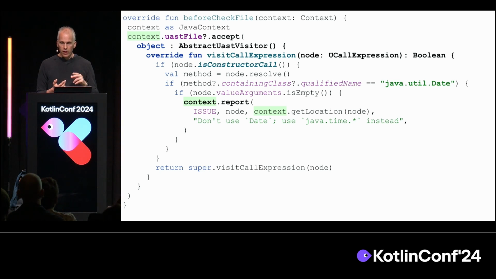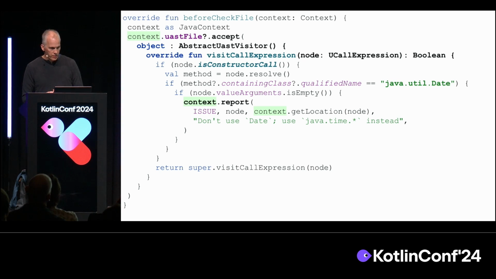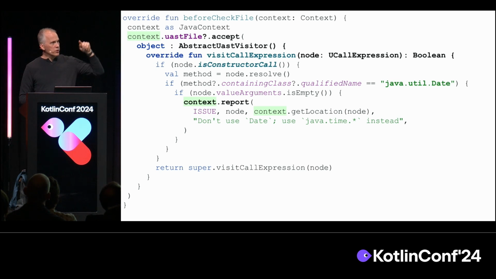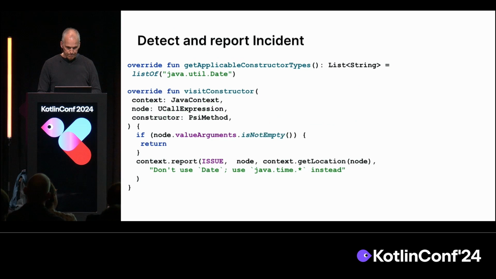And if so, is it constructing a date? And if yes, then we report it. But this would be incredibly inefficient. If lint checks all visited the file on their own, for a single file open in the editor, every time you stop typing, we'd potentially visit the entire AST repeatedly over 1,000 times as each lint check took its turn. So instead, lint tries to only visit the AST once.